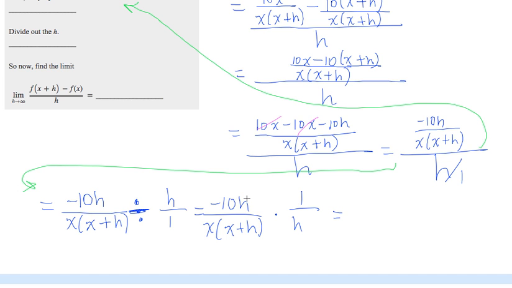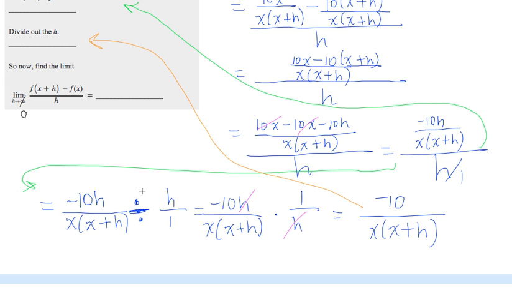Then when we do that, now these h's cancel. That's dividing out the h's. So we're left with negative 10 over x times x plus h. That is what you would put right here for dividing out the h. Now this should say limit as h goes to 0. That's just a typo. So then we find the limit as h goes to 0 of the difference quotient here. When you actually take the limit as h goes to 0, that h becomes 0, and you get negative 10 over x times x, or x squared.